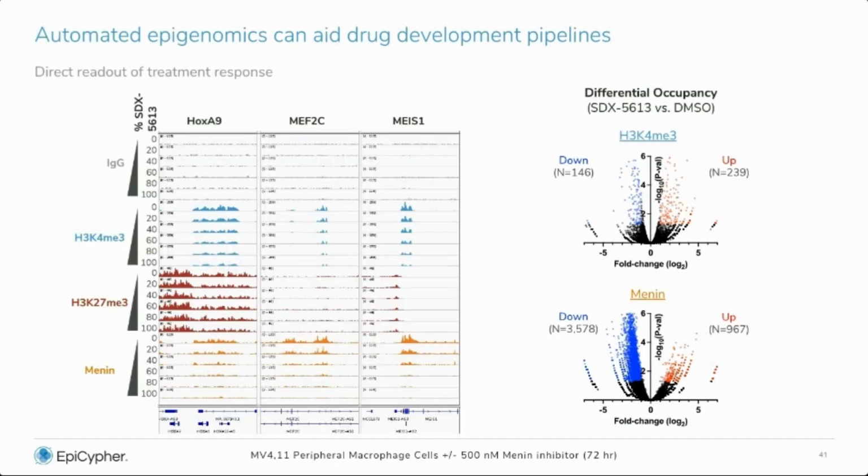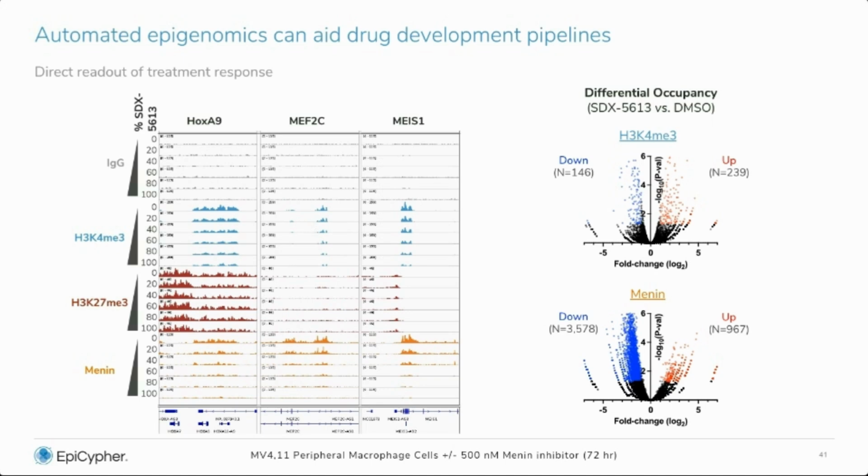All right, and lastly, another obvious application of automated cut and run is reading out drug response. So if you're trying to inhibit a transcription factor or an epigenetic enzyme, can you use this in vivo cut and run assay to look at localization of your target onto chromatin? And so this slide is showing proof of principle that yes, we can do this.